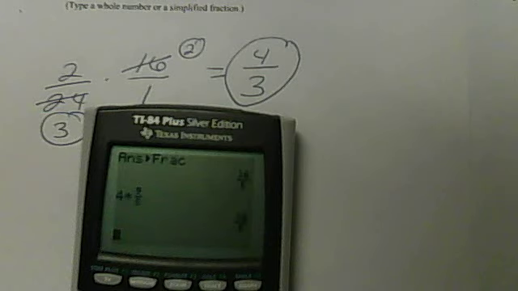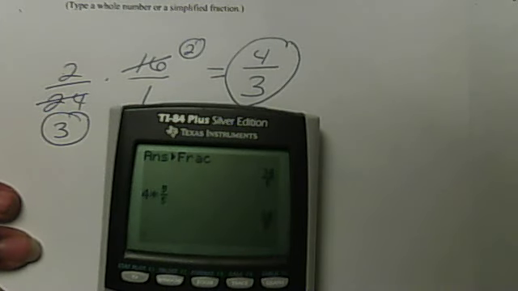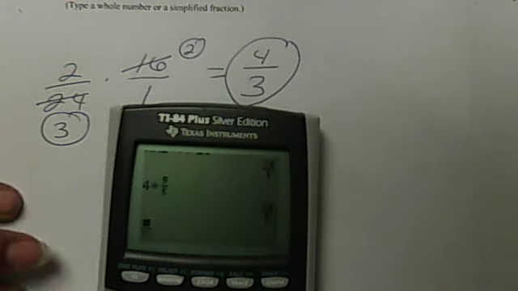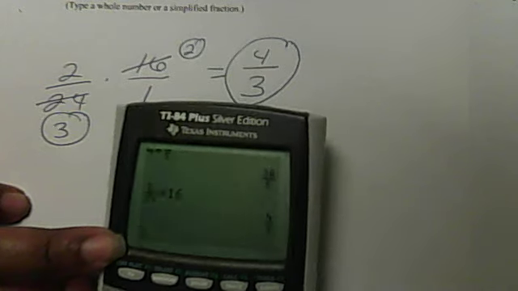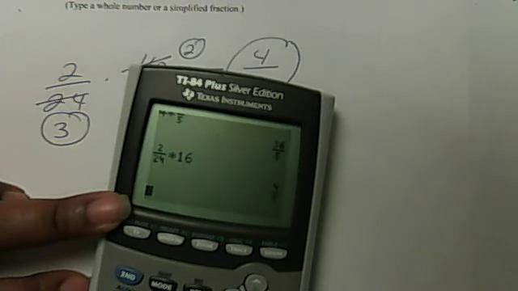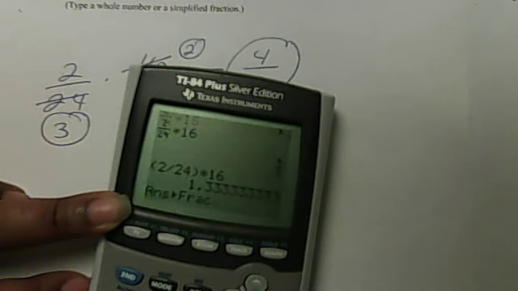If we did it in our handy dandy notebook here, our calculator, if we did the upgrade, we could do it here, 2 over 24, then times 16. It's going to give us our answer, 4 over 3. Again, we could have done the parentheses, 2 over 24 times 16. And then we would have to do math, enter right away to get it to reduce for us to 4/3. Okay.